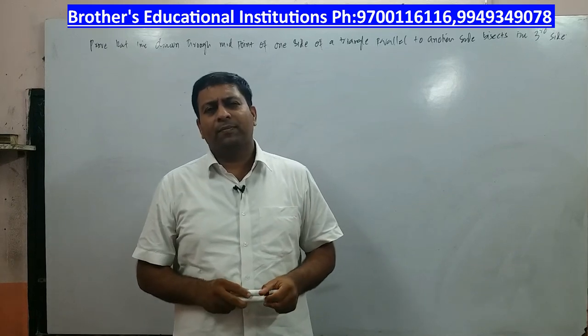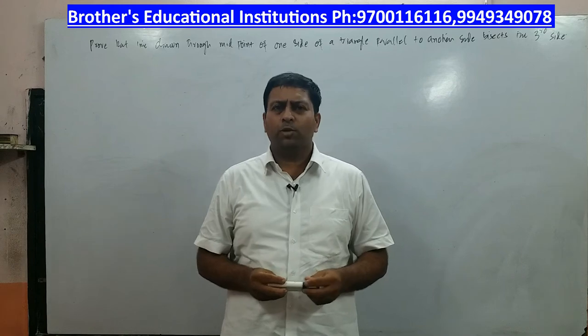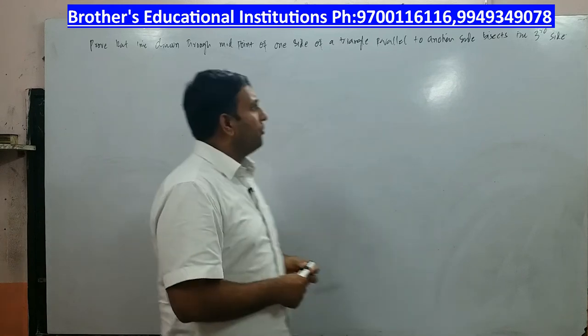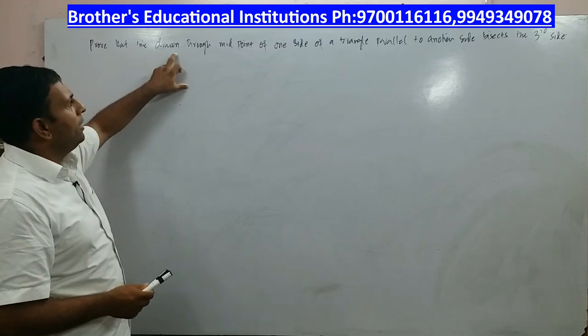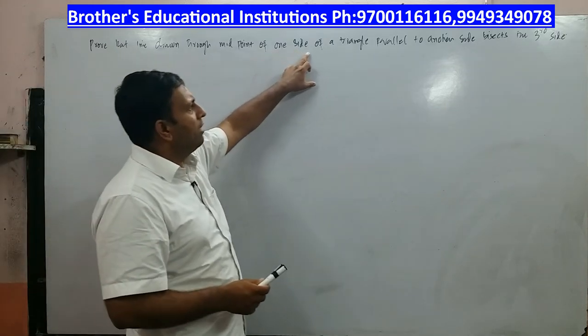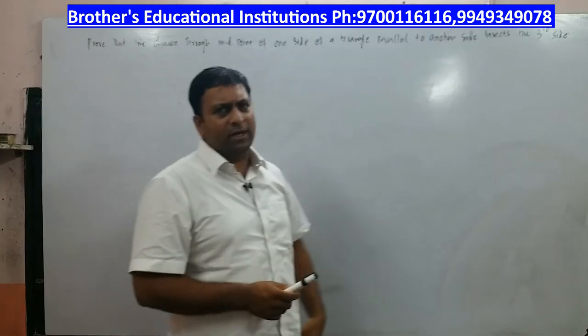Hi children. Well, we are going to do a few more questions on basic proportionality theorem and its converse. In front of you, you have this question. You may note down the question. Prove that a line drawn through the midpoint of one side of a triangle parallel to another side bisects the third side.